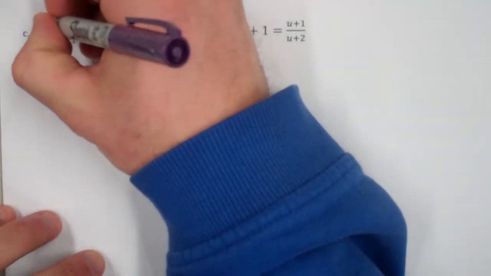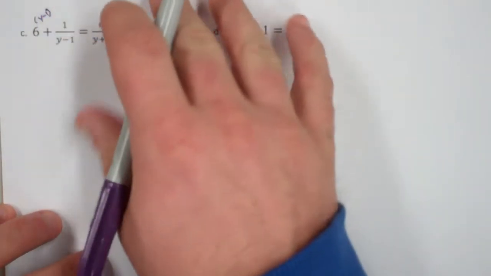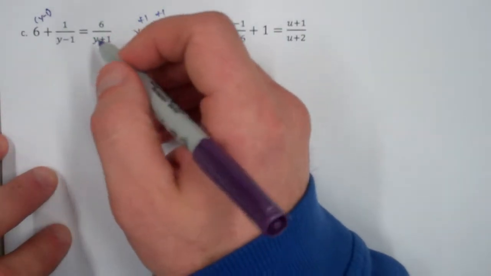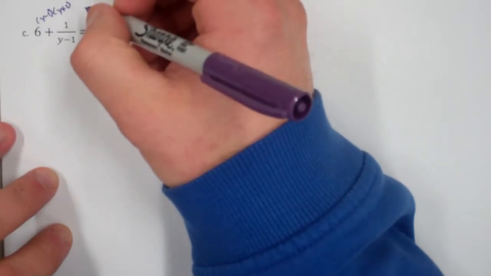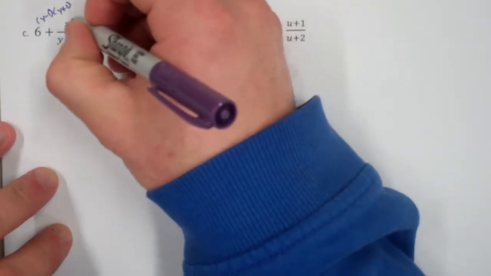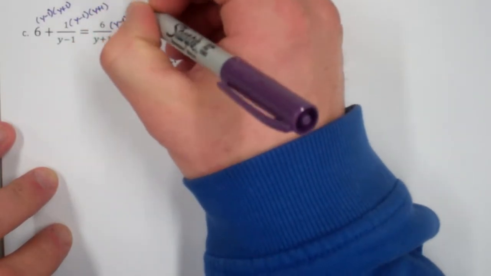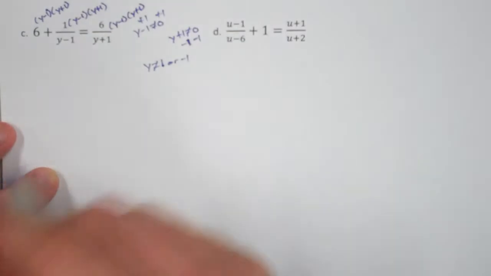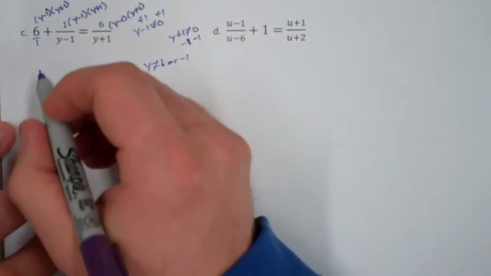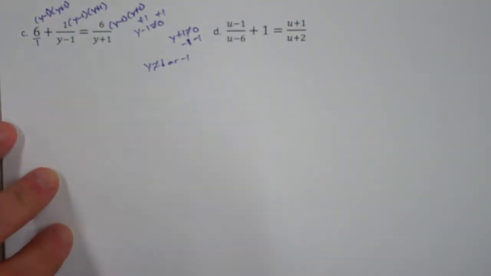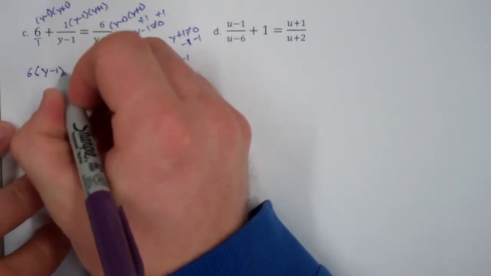I'm going to multiply this by y minus 1, y plus 1, and actually we're not going to get common denominators here. I'm going to do this a little bit differently. So we need to multiply every term by that same thing, y minus 1 times y plus 1. How I decided on that is I looked at y minus 1 times y plus 1, and that's what I'm multiplying by. So I've got 6 times y minus 1, y plus 1.